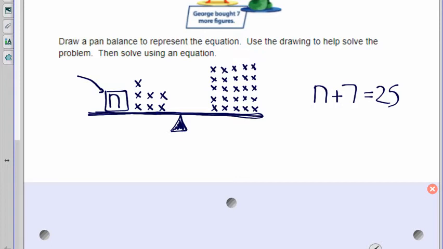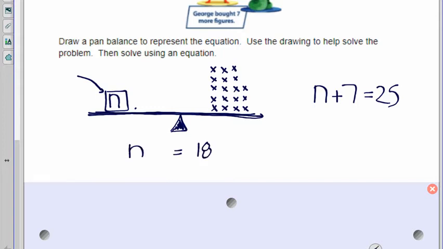Well, if I have my balance here, I can take away the 7 on the left and then take away 7 on the right. So there they are. Taking them away, I'm left with n on the left, and I'm left with 5, 10, 15, 16, 17, 18 on the right. So I get n is equal to 18.